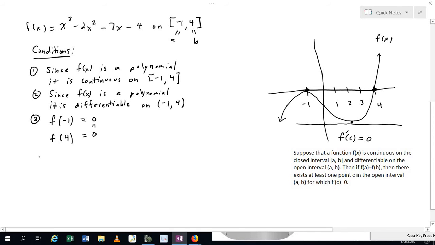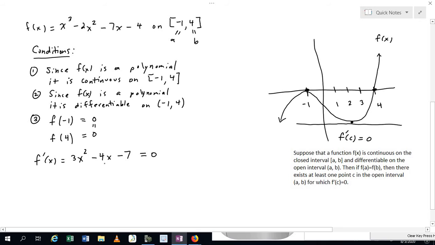But let's actually find the exact number. So to find it, what you're going to do is take the derivative of the original function, and then you're going to set it equal to 0. So the derivative here would be what? 3x squared minus 4x minus 7. And then you're going to set that equal to 0 to find out when the derivative is 0.